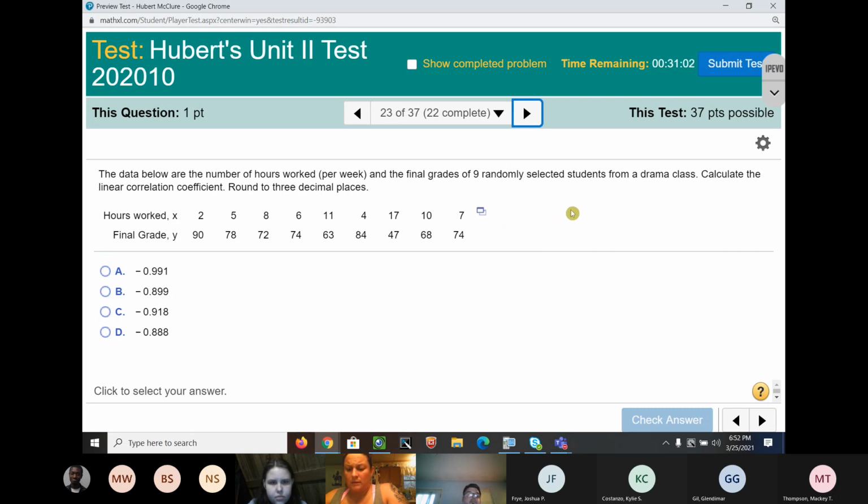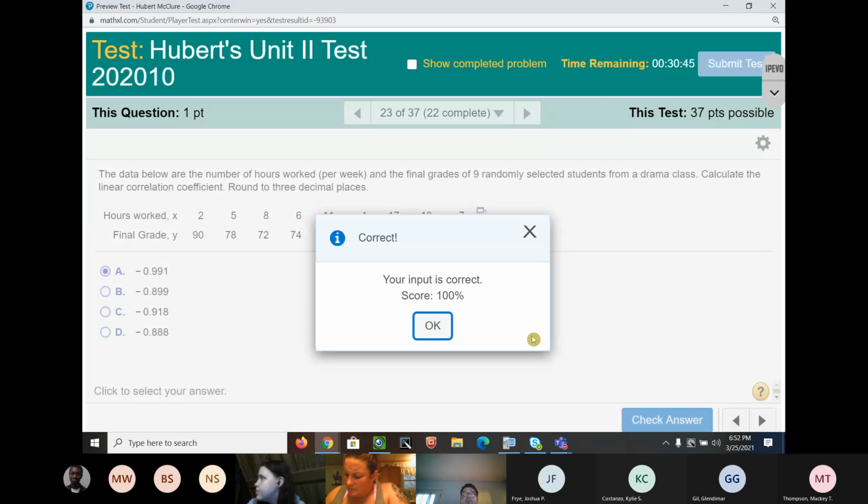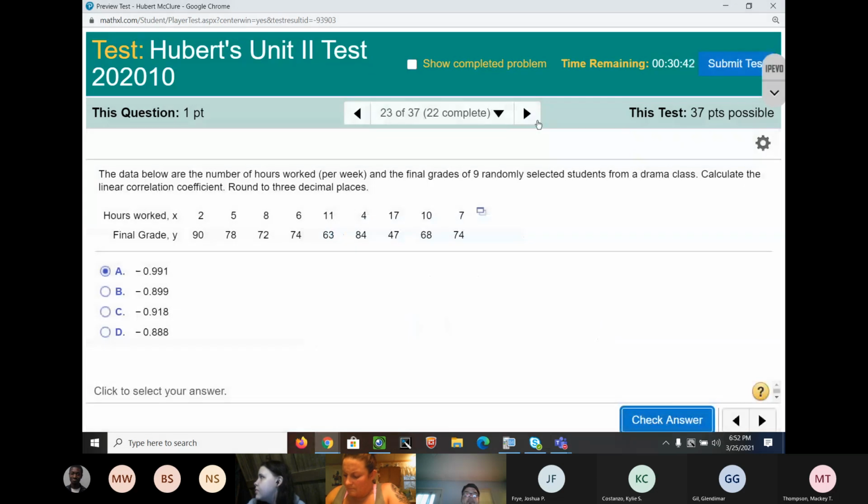R is equal to negative 0.9. I can't really point. I think it's A. Good job. All right, next.